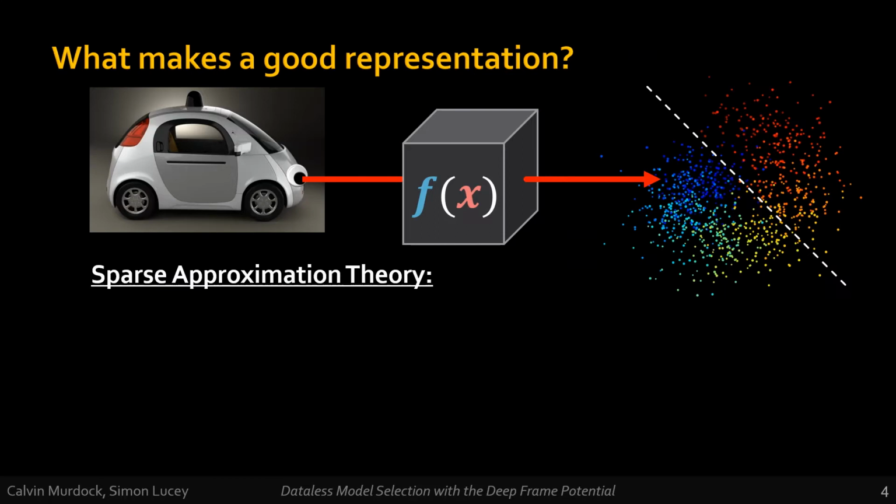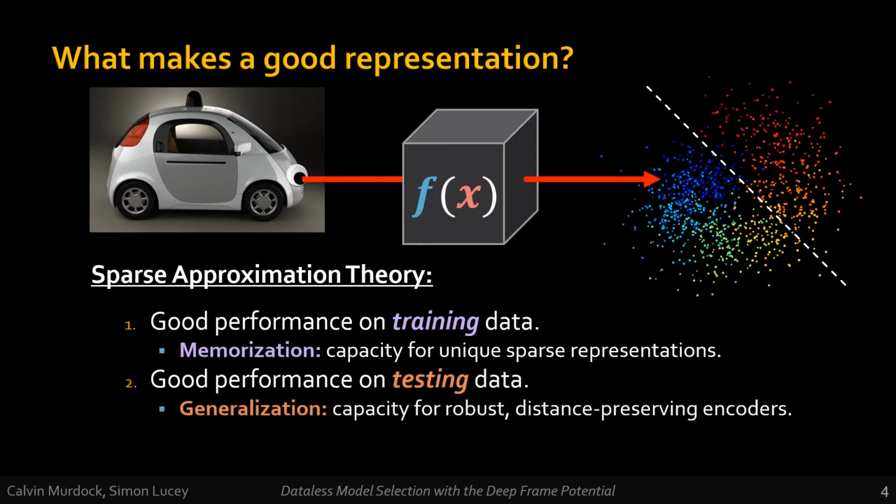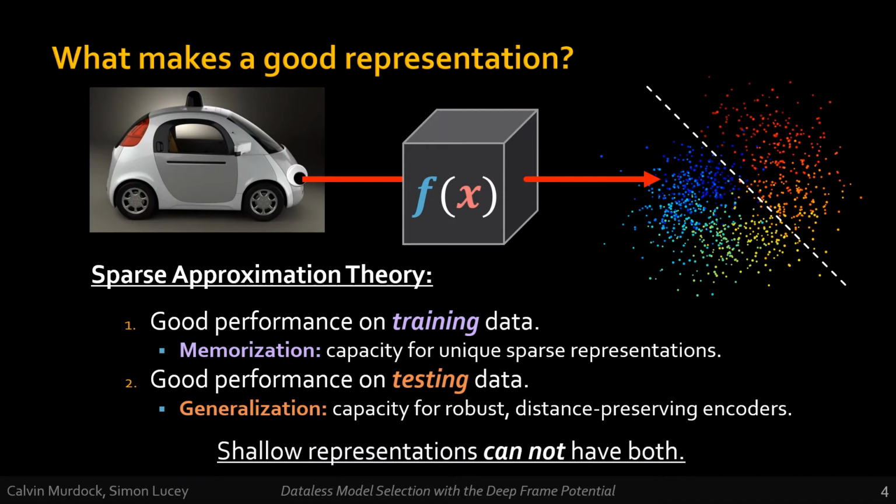We attempt to approach this problem through connections to sparse approximation theory, which provides tools for analyzing both the capacity for memorizing training data and the capacity for generalizing to unseen testing data. Unlike deep networks, shallow representations have a bias variance trade-off. As the number of model parameters increases, the output necessarily becomes more unstable, leading to worse generalization performance.